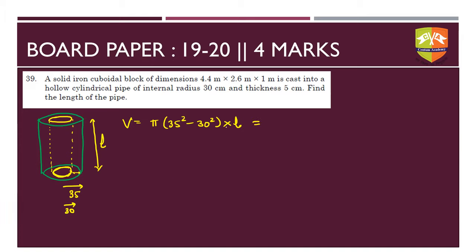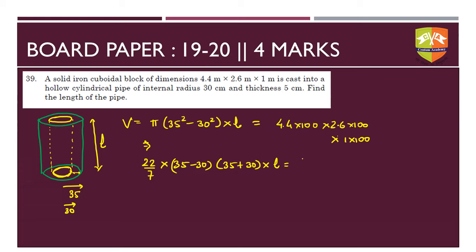And this must be equal to what? Whatever the solid iron cuboidal block was, because the volume has to be the same. So this will be 4.4 into 100 into 2.6 into 100, all in centimeter, because on the left hand side I have taken centimeters, so 1 into 100. Correct? This is the equation. Simple. And then done. Now don't calculate 35 square and 30 square. Use your identity knowledge. So pi is 22 upon 7. 35 square minus 30 square will be 35 minus 30 and 35 plus 30, into this L. And this is how much? So 440 into 260 into 100. I will deliberately keep it like that so that it becomes easier for me to do some calculations.